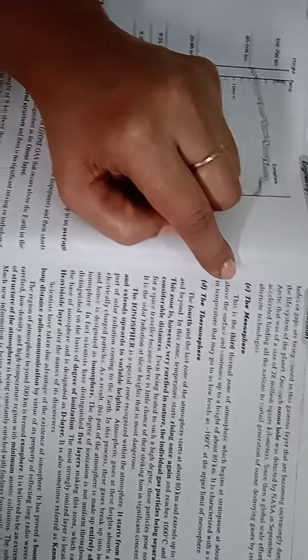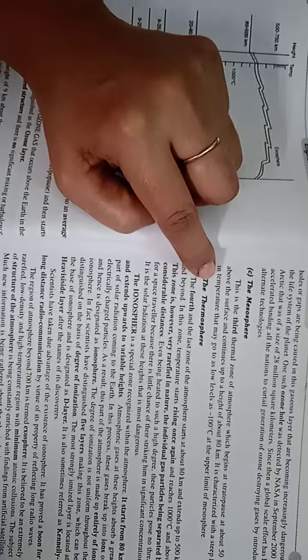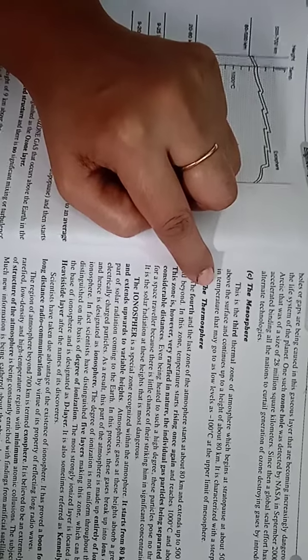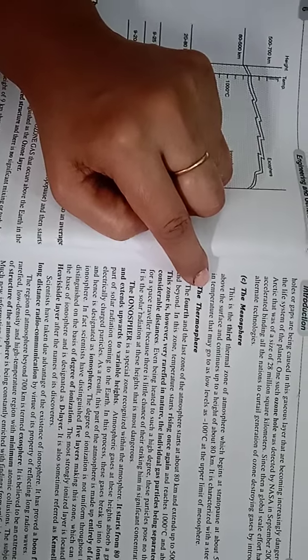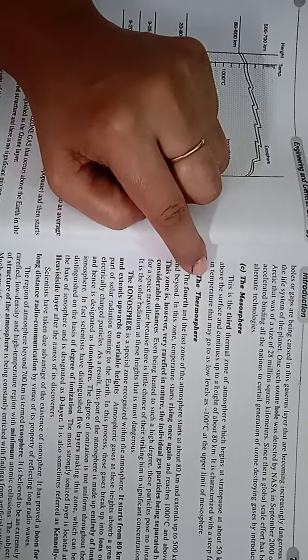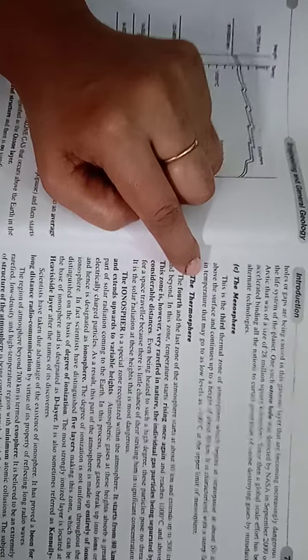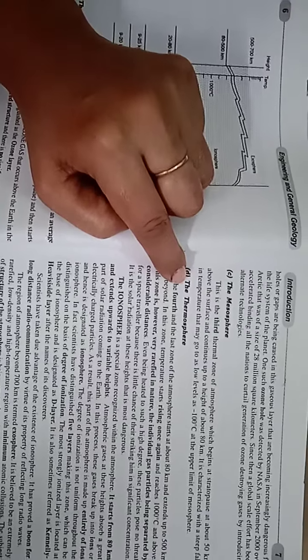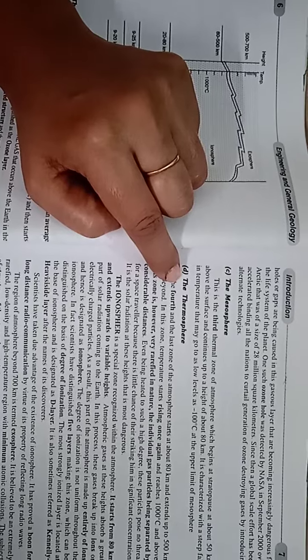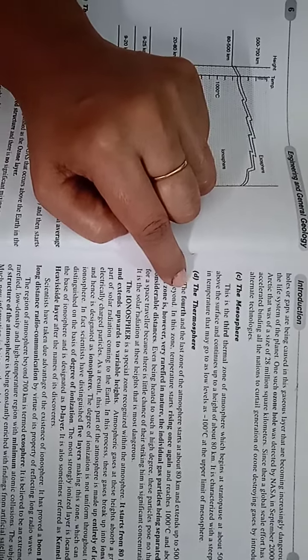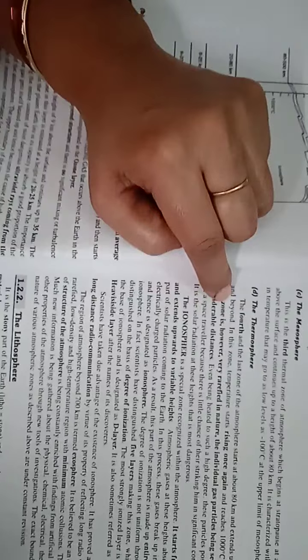The mesosphere. This is the third thermal zone of the atmosphere, which begins at the stratopause at about 50 km above the surface and continues up to a height of about 80 km. It is characterized by a steep fall in temperature that may go as low as minus 100 degrees Celsius at the upper limit of the mesosphere.